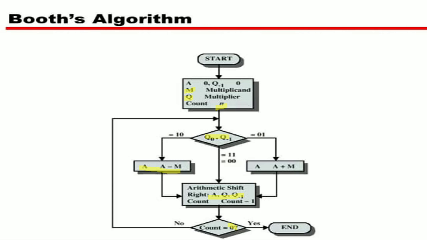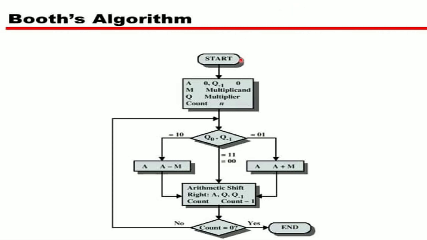Now, if both of them are equal to 1 and 1 respectively, then instead of replacing A with something else, we directly perform arithmetic right shift operation for A, Q and Q minus 1. Then we replace count with count minus 1, and again we compare it with 0. If it is equal to 0, we end the process. If it is not equal to 0, we again go to step 2 of comparing Q0 and Q minus 1. So now you know what exactly Booth's algorithm is when it is 1 0 and 1 1.